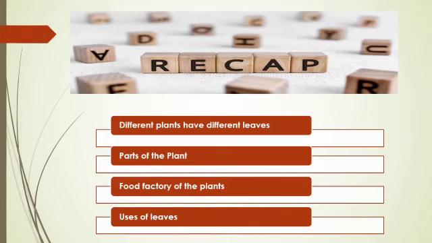Then we saw about the different uses of leaves. We get oxygen from the plants. We eat lot of green leaves as vegetables. Herbivores feed on the leaves of plants. We get tea, spices, herbs, etc. Some leaves have medicinal properties.